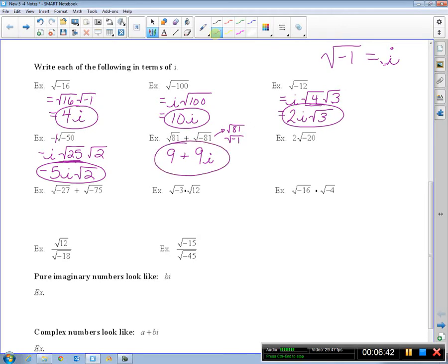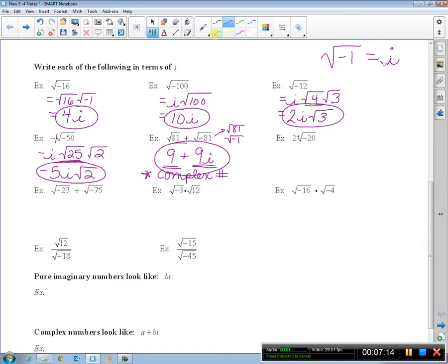Now I can't combine 9 plus 9i and write them as one term. We need to leave it as 9 plus 9i. And there's your first look at a complex number. You've got your real part, 9 is real, and your imaginary part, 9i. So a real plus or minus an imaginary is a complex number. Let's keep going.